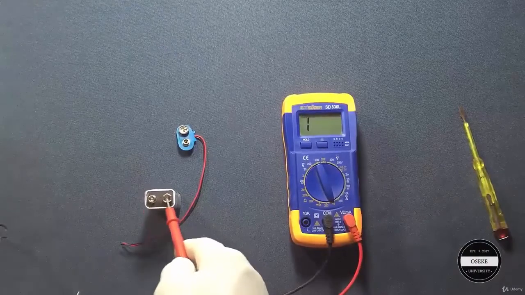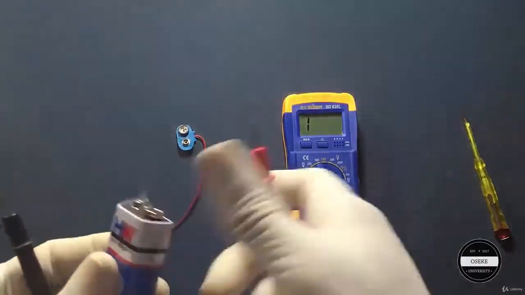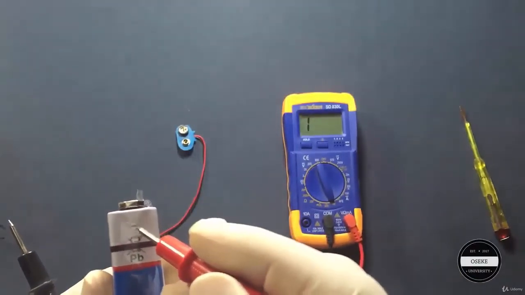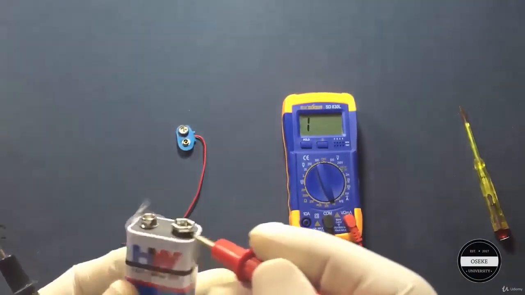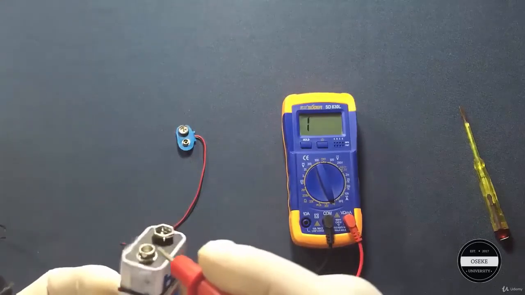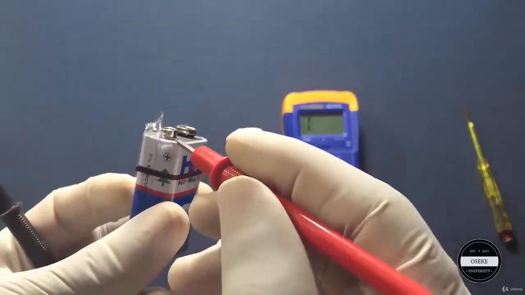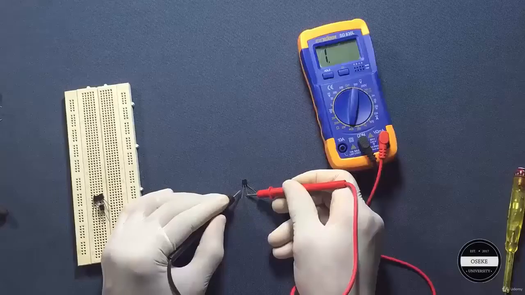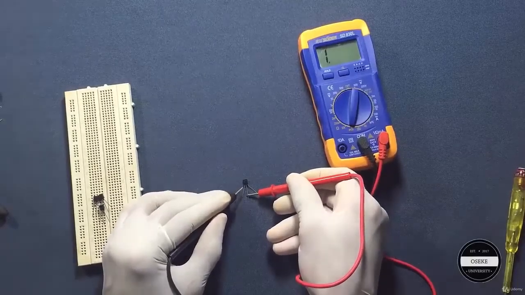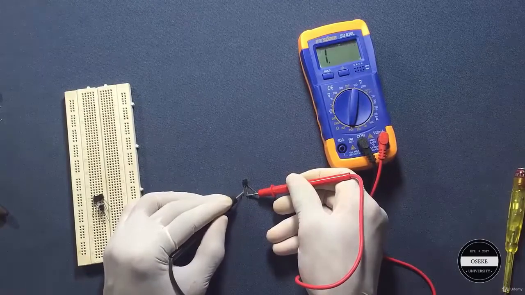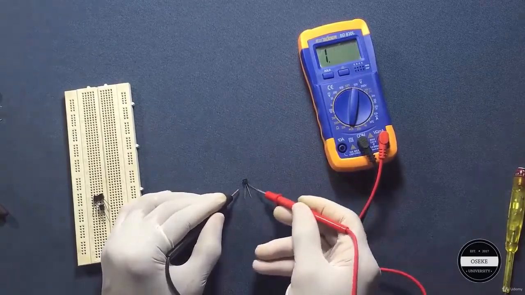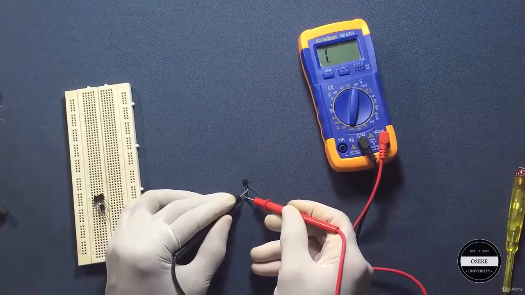Batteries are the components that provide the voltage that is necessary to drive current through the resistance of the circuit you're building. So you're going to learn about batteries as well, and you will learn about one of the most useful tools, or one of the most useful instruments for electronic engineers, which is the digital multimeter.